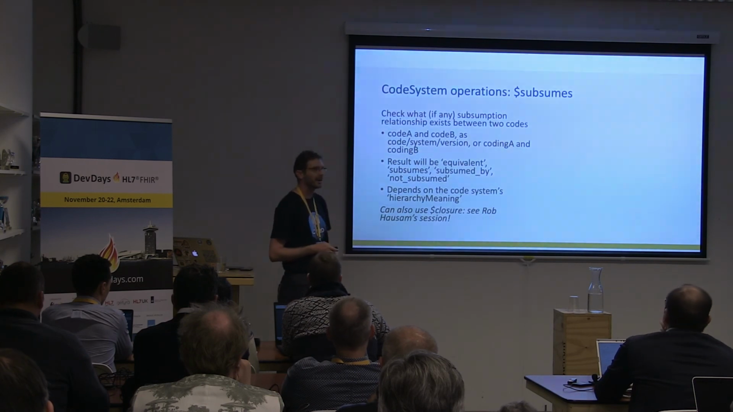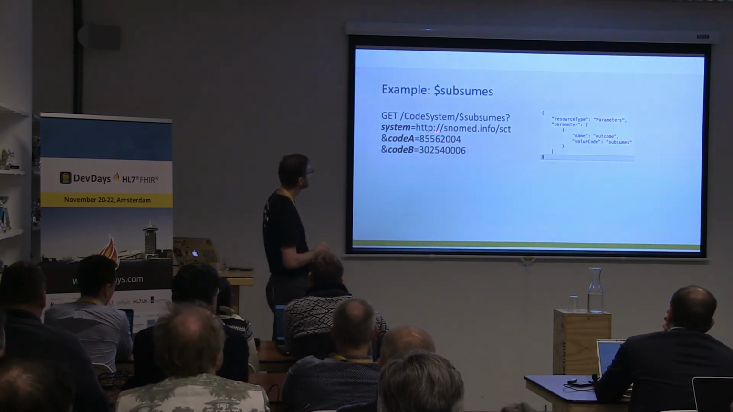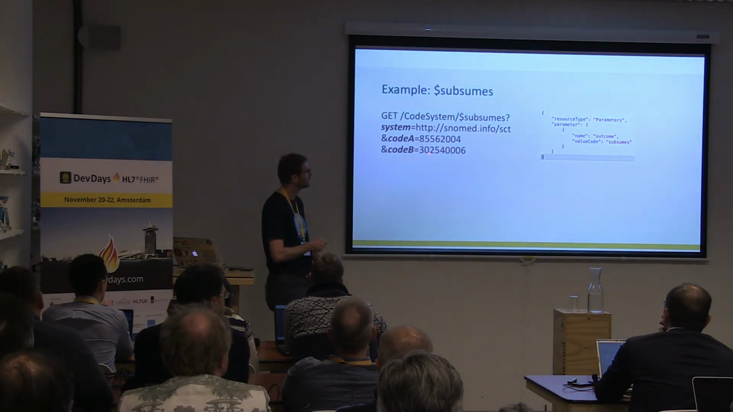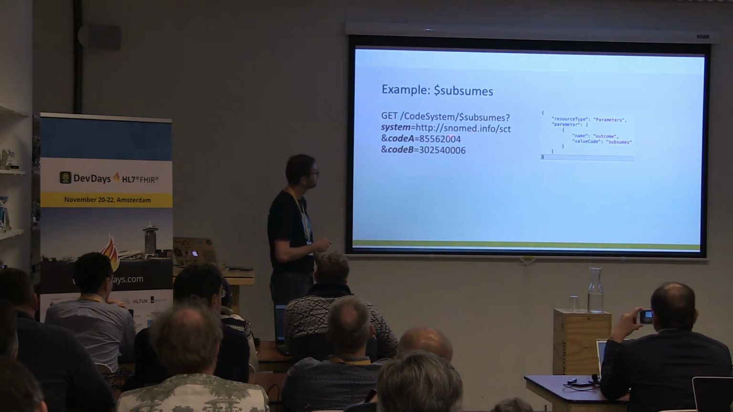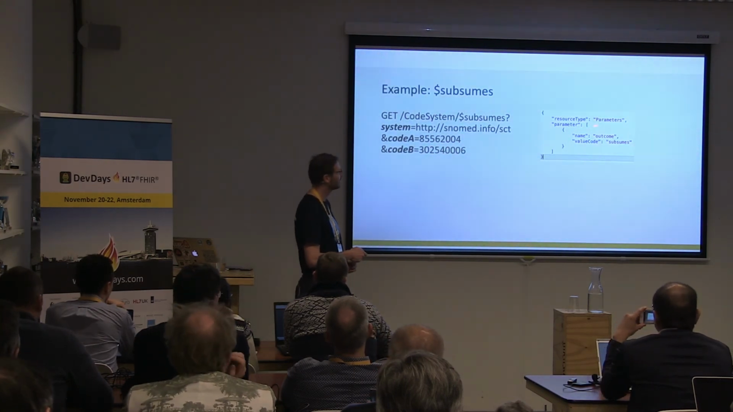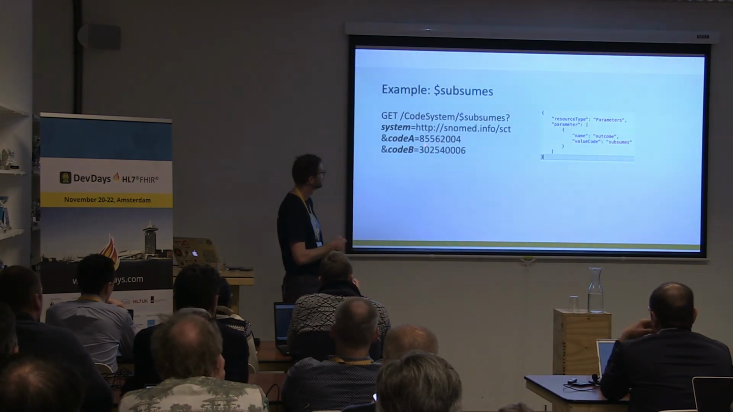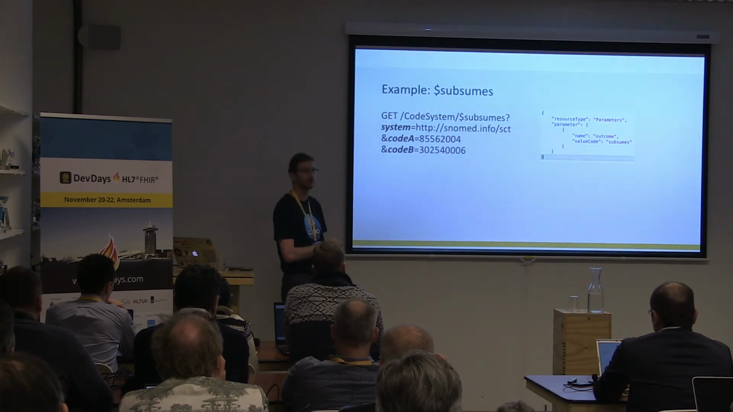If we are looking at, I've got an example. So in this case, I'm going to invoke the subsumes operation. I'm going to pass in two of these SNOMED codes. I can't remember what they are at the moment. But when we run the operation, it gives us the parameters back and says the outcome is subsumes, which means that this 855.62004 subsumes 302.5.4.006.